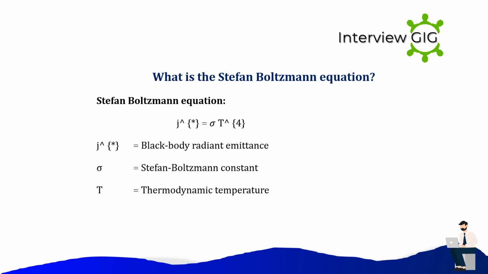What is Stefan Boltzmann equation? Stefan Boltzmann equation: J* equals sigma T^4, where J* equals black body radiant emittance, sigma equals Stefan Boltzmann constant, and T equals thermodynamic temperature.